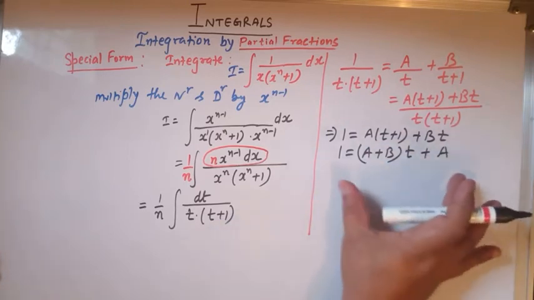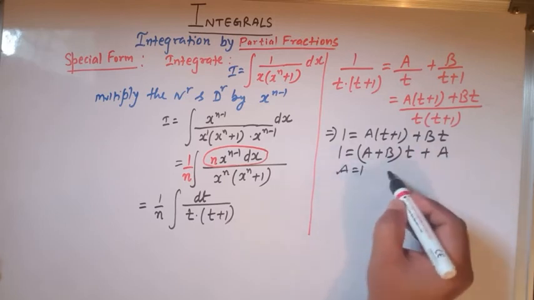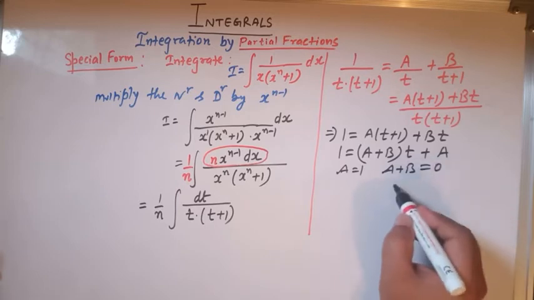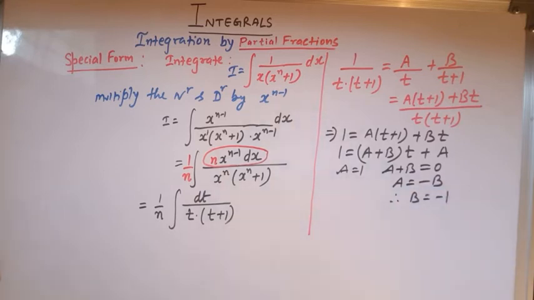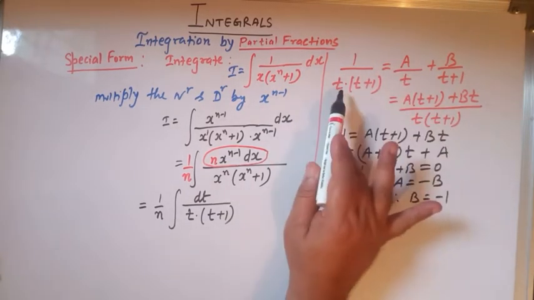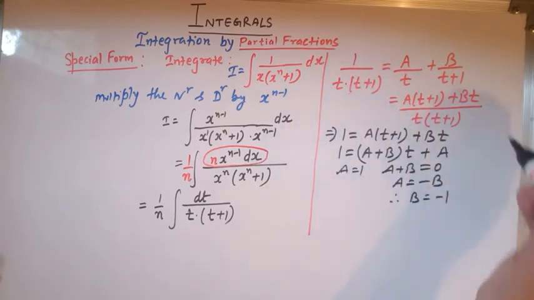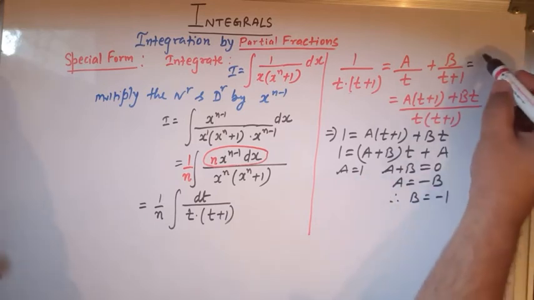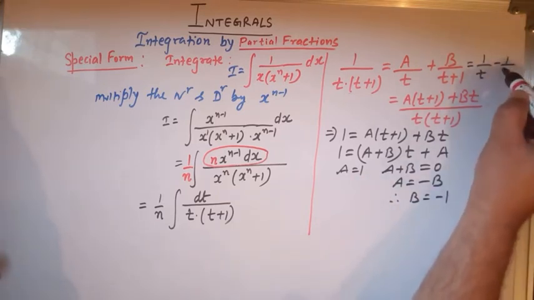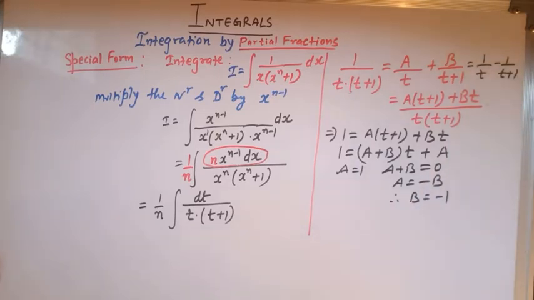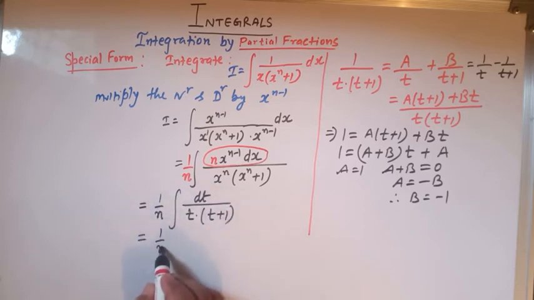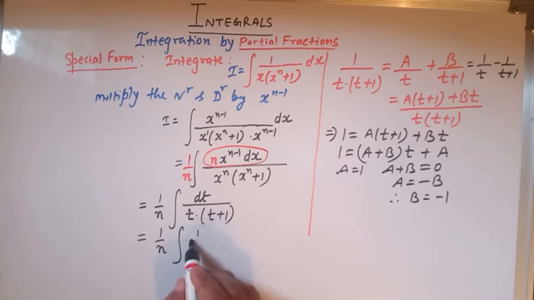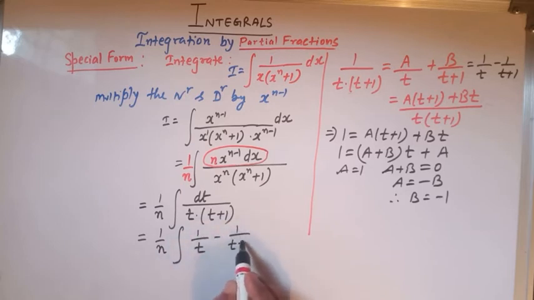Clear? Now if we compare both the sides, we have a is equal to 1 and a plus b is equal to 0. This gives us a is equal to minus b. So therefore b is equal to minus 1. And this rational function becomes, a is 1, so we have 1 over t minus 1 over t plus 1. Clear? Okay. So now let us come to this integral. So here we have 1 over n, this integral, and here we have 1 over t minus 1 over t plus 1 dt. Clear?